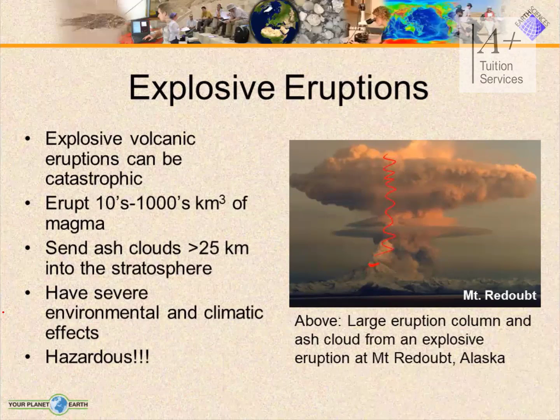Above large eruption, column and ash clouds form an explosive eruption such as Mount Redoubt in Alaska. So Alaska is a volcanic country. There are volcanoes there, but the thing about these volcanoes, they lie on top of ice, okay? It's a little bit different to what we have in the Caribbean.